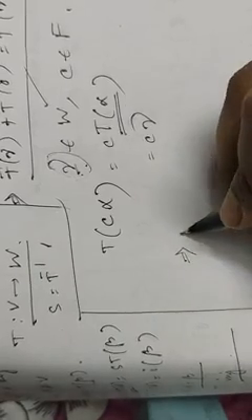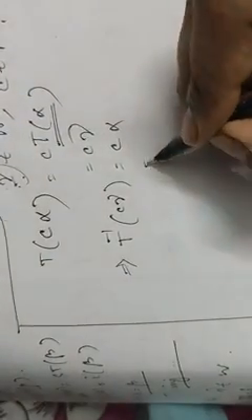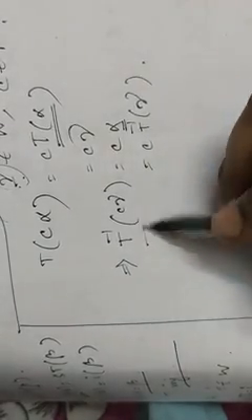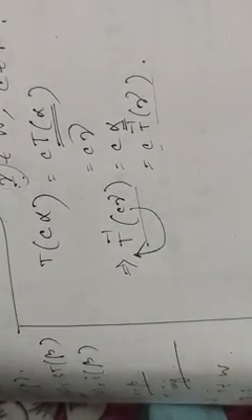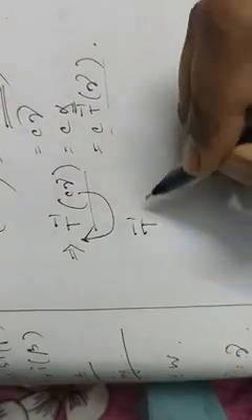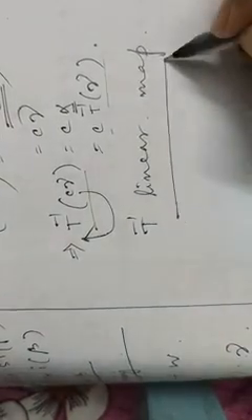So from here what can we write? T inverse of C gamma equals C alpha. Again, what is alpha? Alpha means T inverse gamma. That is, T inverse of C gamma equals C T inverse gamma. That means C can be put outside. So the second condition of being a linear mapping is also satisfied by T inverse. That is, T inverse is a linear map. That means whenever the inverse exists, the inverse mapping is also a linear mapping.